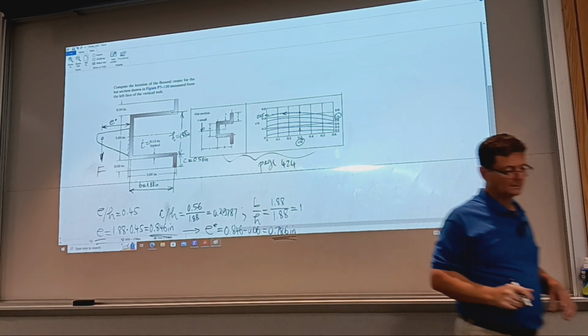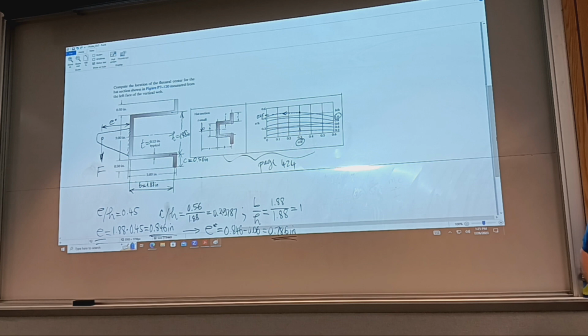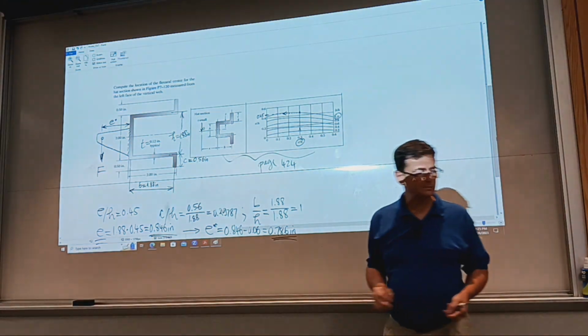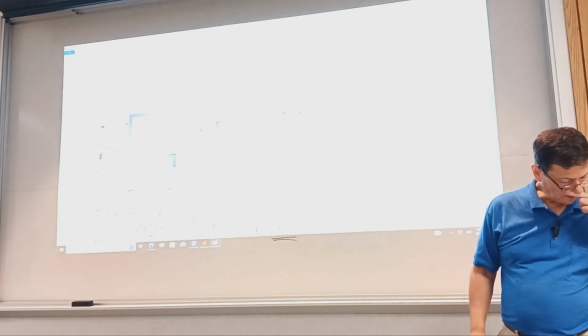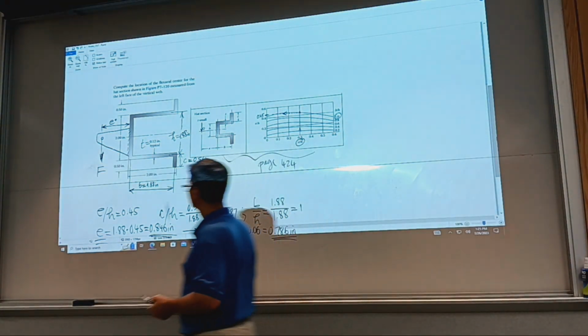Okay. Let's go to another problem. A little bit different, or it will be parametric, you'll see, where we need to evaluate the stress concentration factor. So problem is 789.